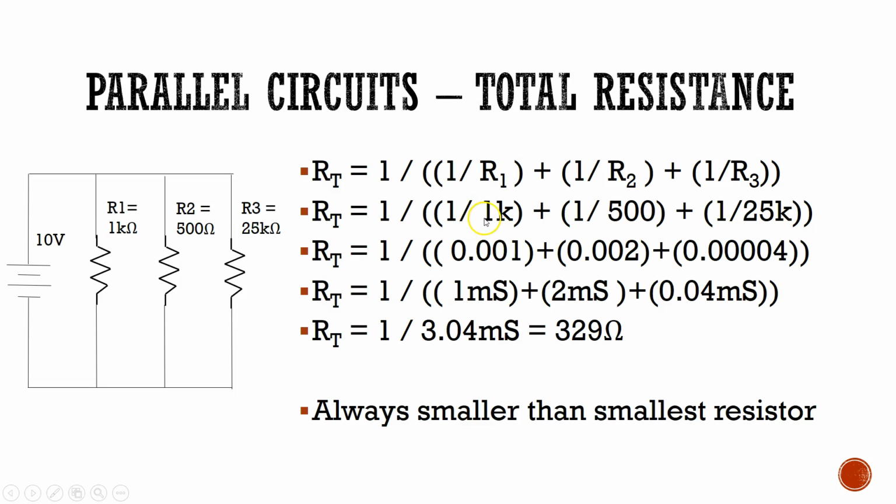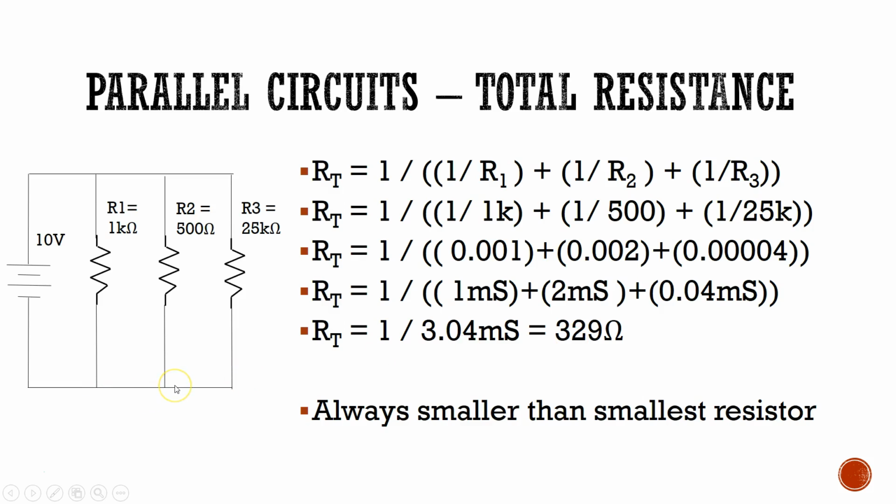1 over 1K would give me 1 millisiemens. 1 over the 500 ohms gives me 2 millisiemens. 1 over the 25K gives me 0.04 milli. Now I left it this way for addition purposes so they all match and it makes my math easier. I can say 1 plus 2 plus 0.04 for 3.04 milli. Then I take 1 over that final answer for 329.